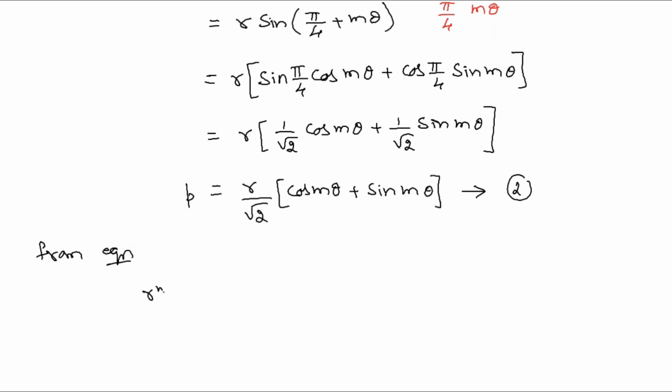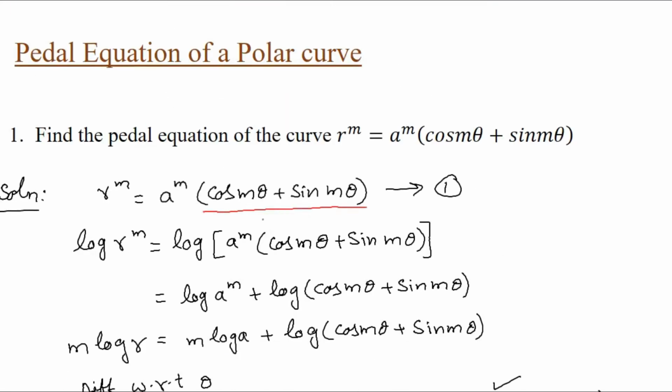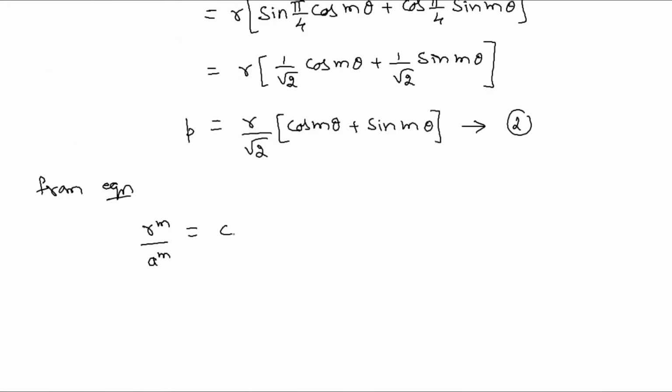So r power of m is equal to a power of m. You just cross multiply, you will be getting a power of m, right? So you can just see that I've just cross multiplied this value of a power of m to the other side. It goes to the denominator. So on the right hand side we are left with cos m theta plus sin m theta. So hence we have got the value of cos m theta plus sin m theta to be equal to r power of m by a power of m.